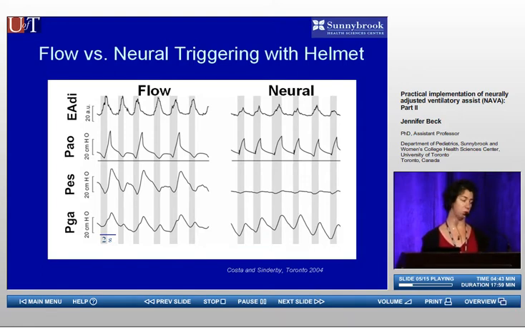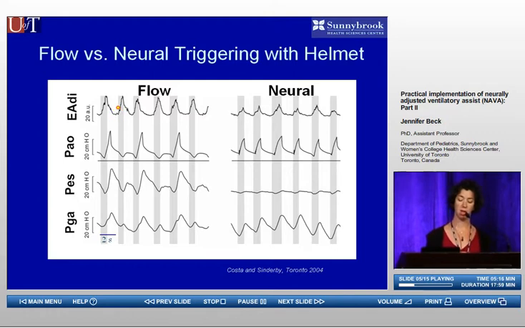On the top panels, you have the diaphragm electrical activity, the airway opening pressure, which is the pressure we measured in the circuit just before going into the helmet, the esophageal pressure, and the gastric pressure. On the left, it shows the tracings obtained when we used flow triggering, and on the right side panel, when neural triggering was applied.